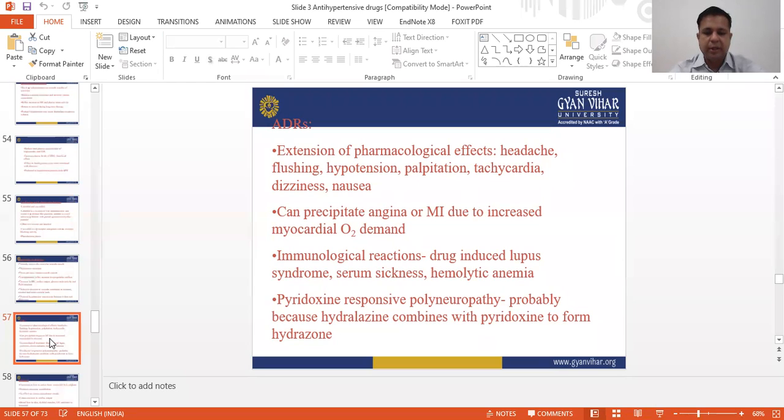Immunological reactions: drug-induced lupus syndrome, serum sickness, and hemolytic anemia. Pyridoxine responsive polyneuropathy, probably because hydralazine combines with pyridoxine to form hydrazone.